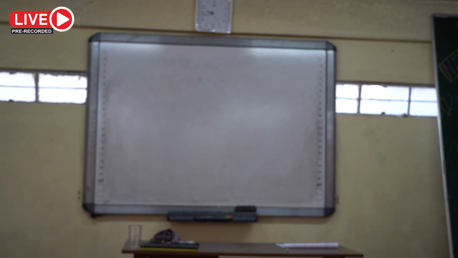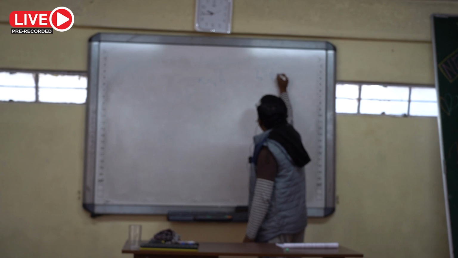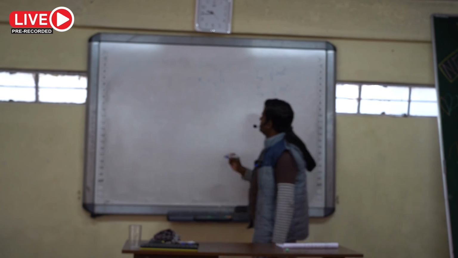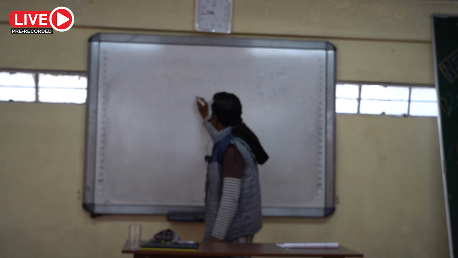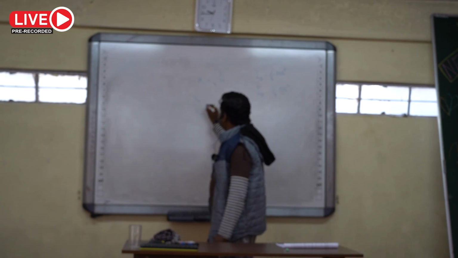What is the moment of inertia of a solid sphere? I for solid sphere is 2 by 5 m r square, and I for hollow sphere is 2 by 3 m r square. Now use this to find k solid by k hollow that you have to calculate.